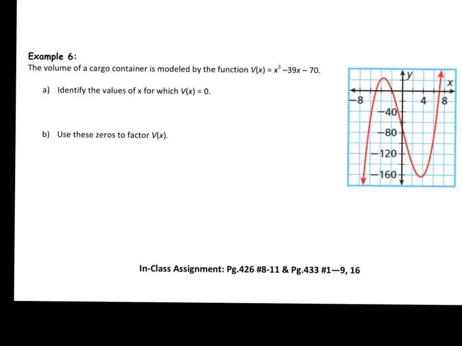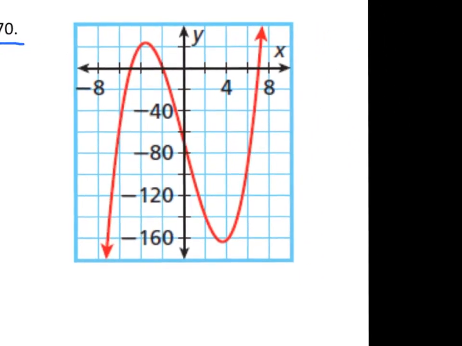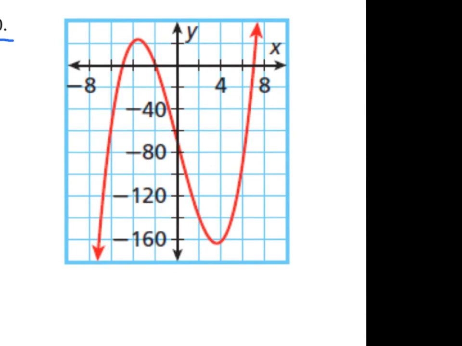I just had to throw in a story problem. So we have the volume of a cargo container. It's modeled by this function right here. You have to do 2 very simple things. You have to identify the values of x for which that polynomial equals 0. So let's look at the graph. What values of x does the polynomial equal 0? You just have to identify where it crosses the x-axis.